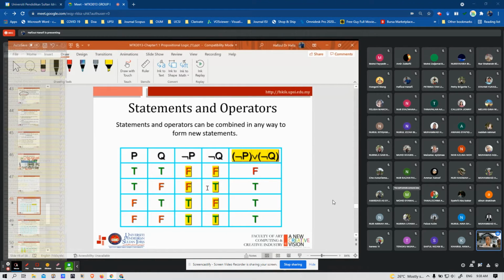Okay, this one, statement and operators. We have true and true. And then negate P is false, negate Q is also false. Negate P or negate Q is false, because we add these: 0 plus 1 is equivalent to 1, 1 plus 0 equivalent to 1, 1 plus 1 equivalent to 1. Is that okay?